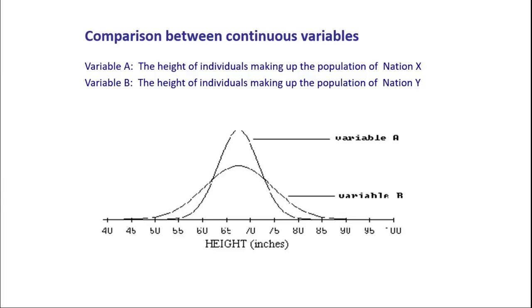However, if we look at variable B, you'll see that it's flatter. It's not as tall in the distribution, so it's not as peaked, it's flatter, which suggests that the standard deviation for variable B is bigger than the standard deviation for variable A. So here we have similar population means but different standard deviations.